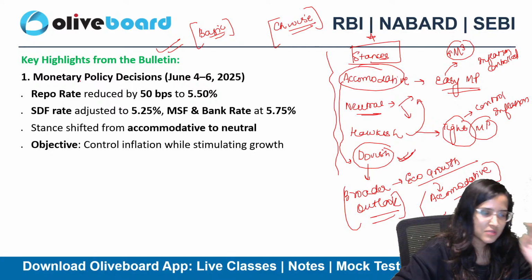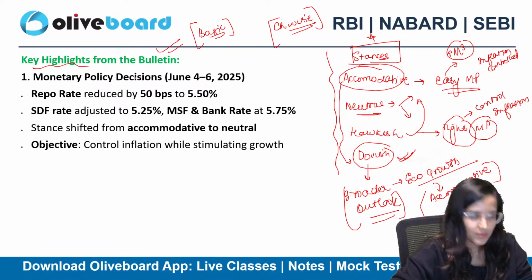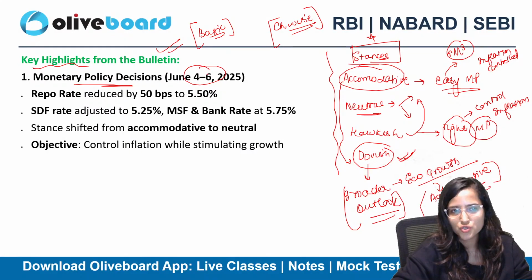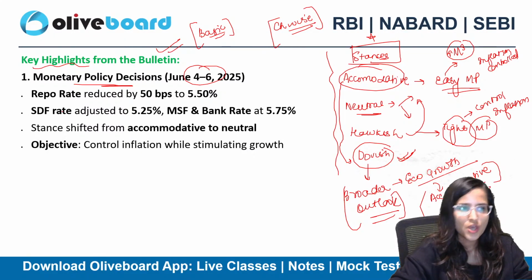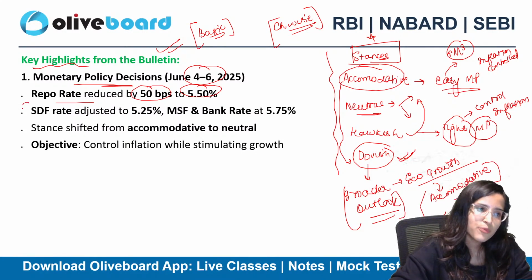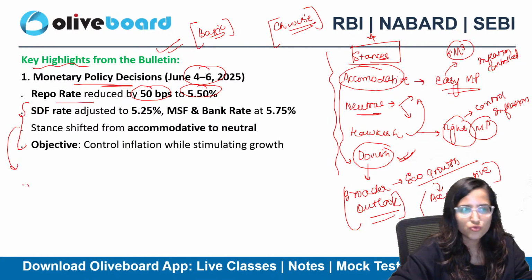Okay, then let's talk about the key highlights from the bulletin. We have the monetary policy decisions which were taken between 4th June to 6th June 25. The repo rate has been reduced by 50 basis points and it is 5.50% as of now. Apart from the repo rate, you need to know the other rates as well. You need to know the CRR, which is at how much percentage.